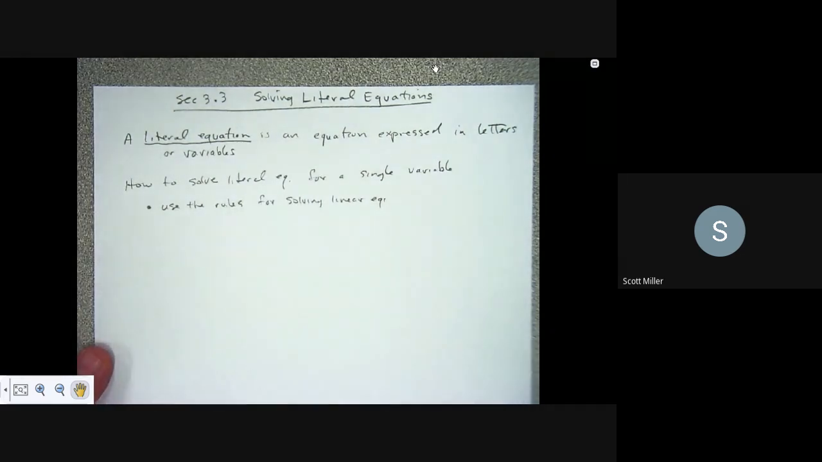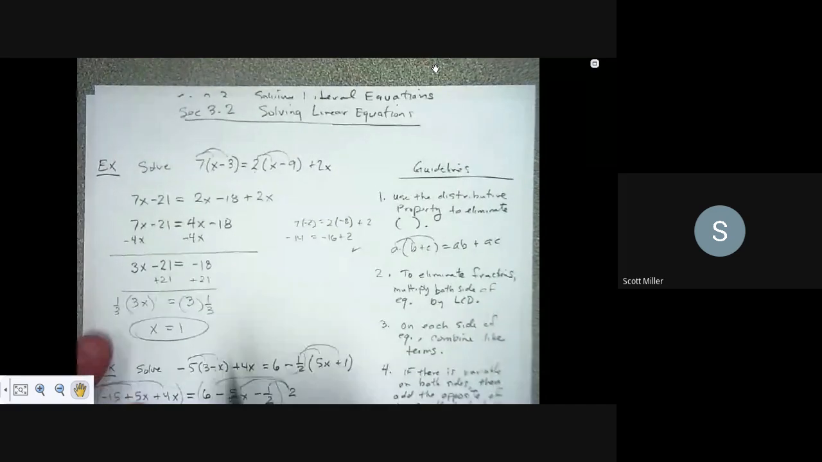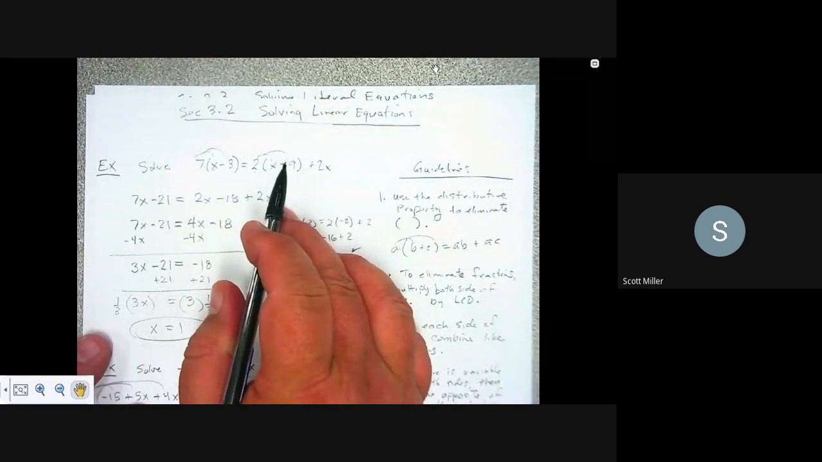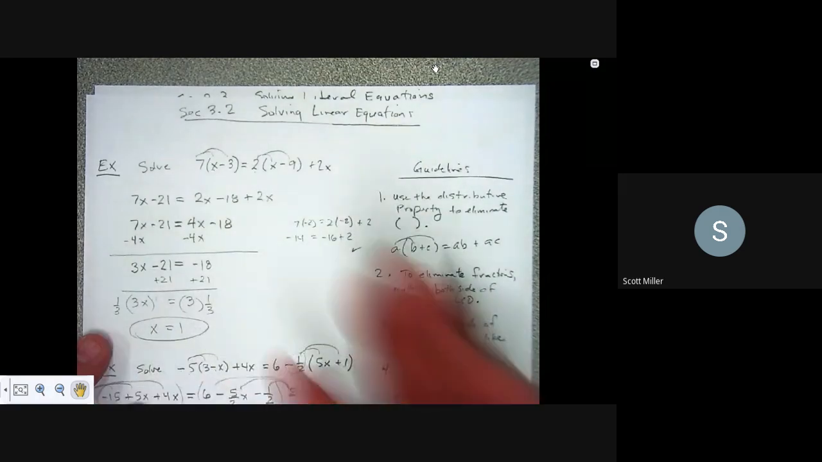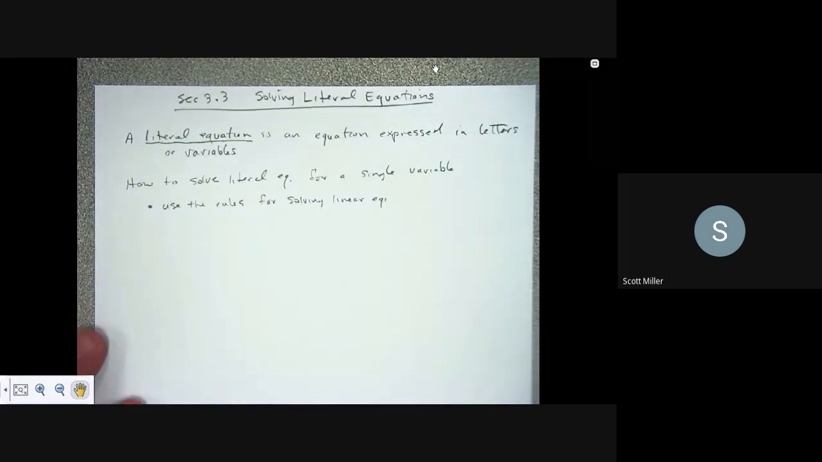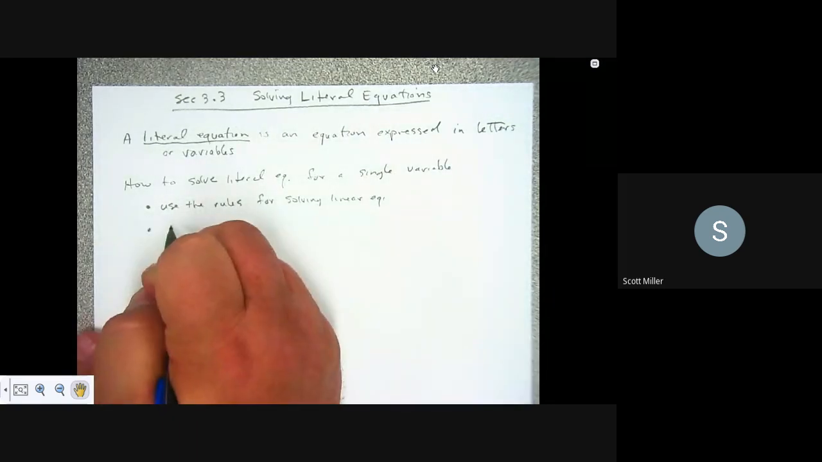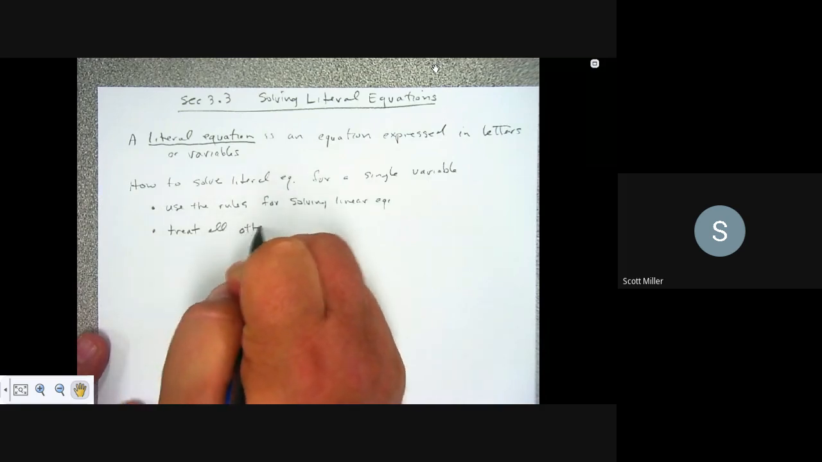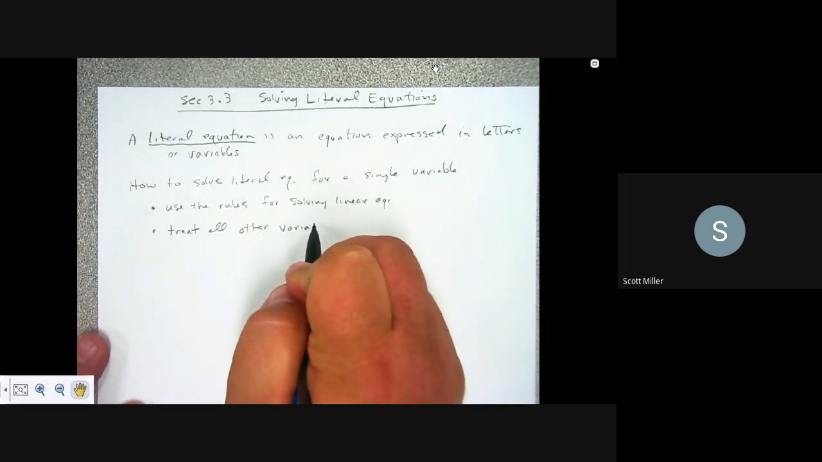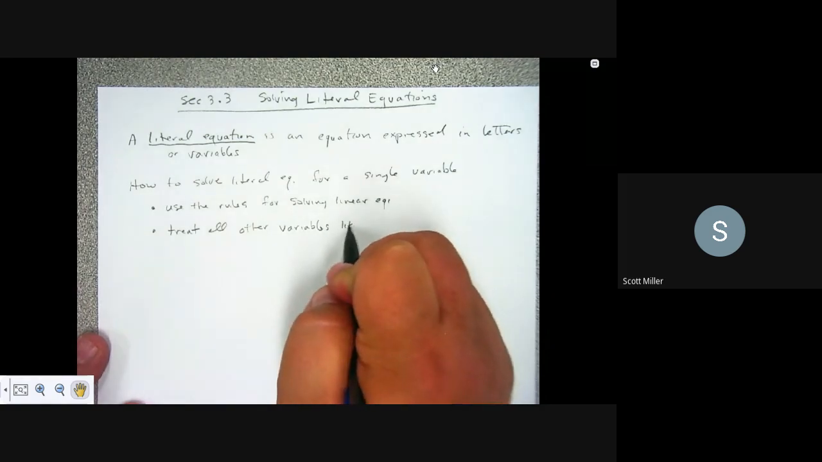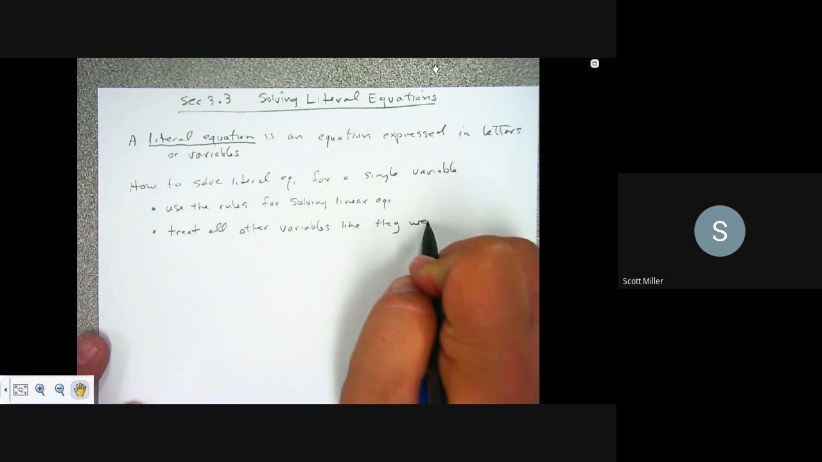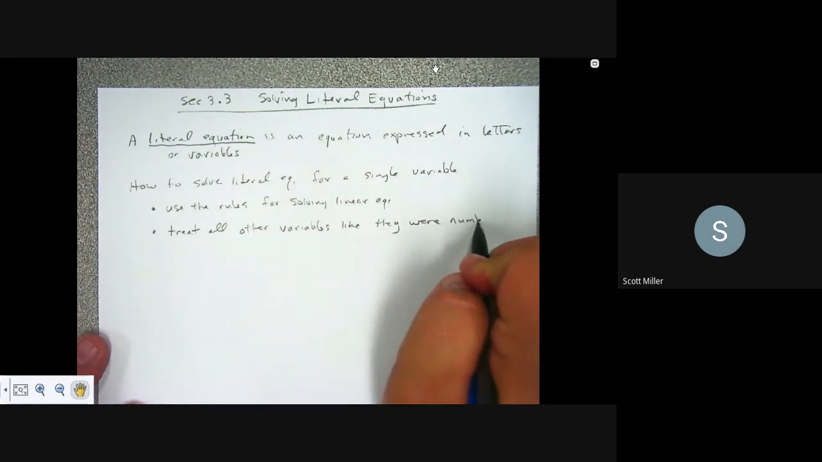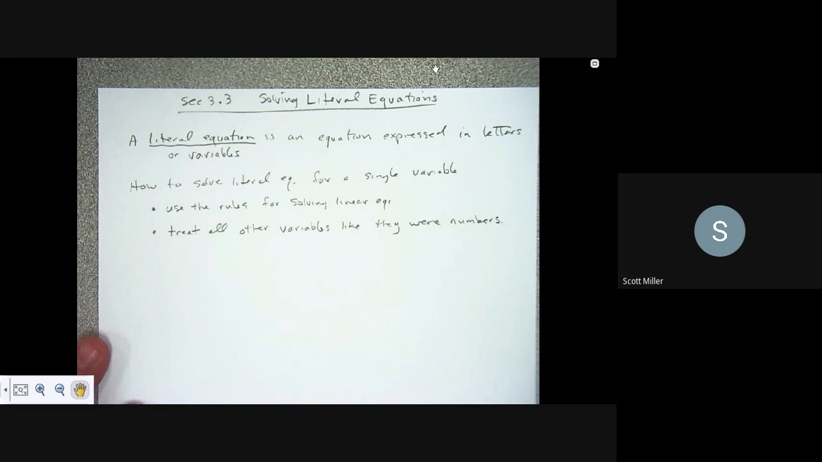A lot of times when we did this one over here, and I'm going to pull it over so you can see it, in 3.2, we had only one letter in here. So we solved for that letter. Well, in a literal equation, there's more than one letter. And so we're going to solve for the one that is chosen for us. And to do that, even though there's other letters involved, we treat all other variables as if they were numbers, as much as possible. Now remember, we have to be more careful when we combine like terms, because letters that are different are not like terms, and so we'd have to learn some techniques to help us do that, and I will show you hopefully some of those.